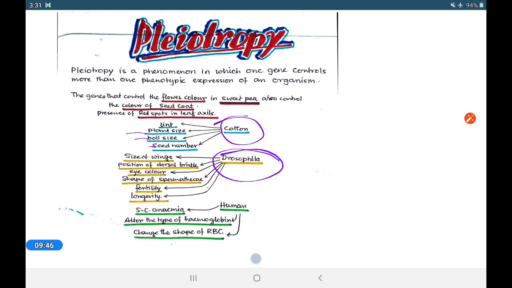In the case of human sickle cell anemia, here it is the type of hemoglobin and the shape of RBC. These two phenotypic characters are changed by a single gene. So that is the concept of pleiotropy.